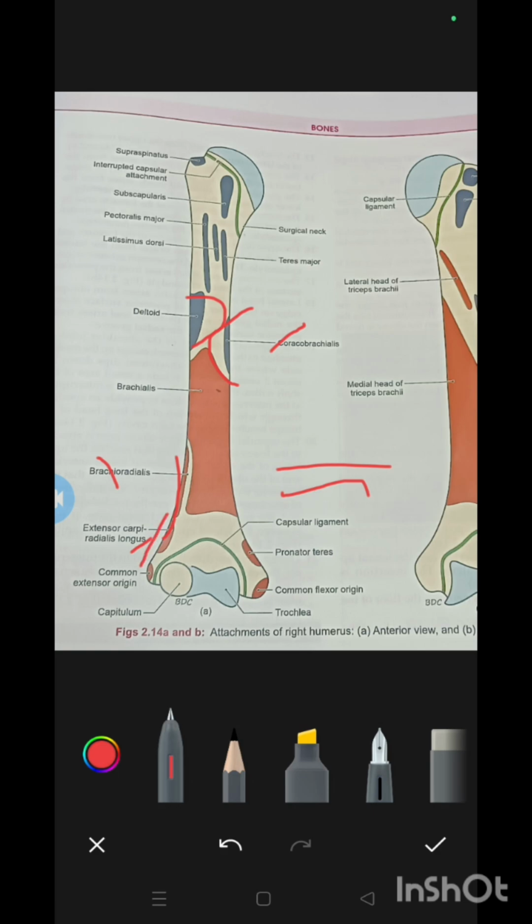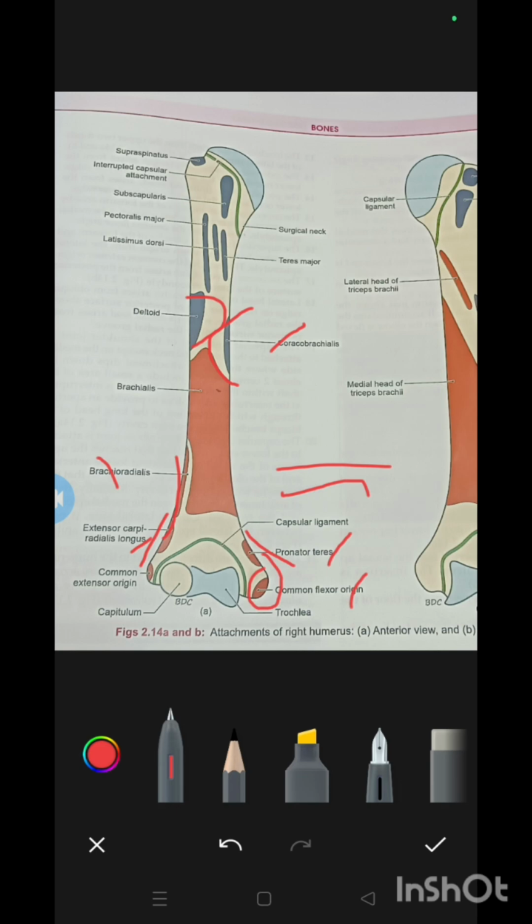The pronator teres arises from the lower 1/3 of the medial supracondylar ridge. This is medial supracondylar ridge. Next, superficial flexor muscles. These are the flexor muscles which arise from the common origin from the anterior aspect of the medial epicondyle. This is called the common flexor origin.